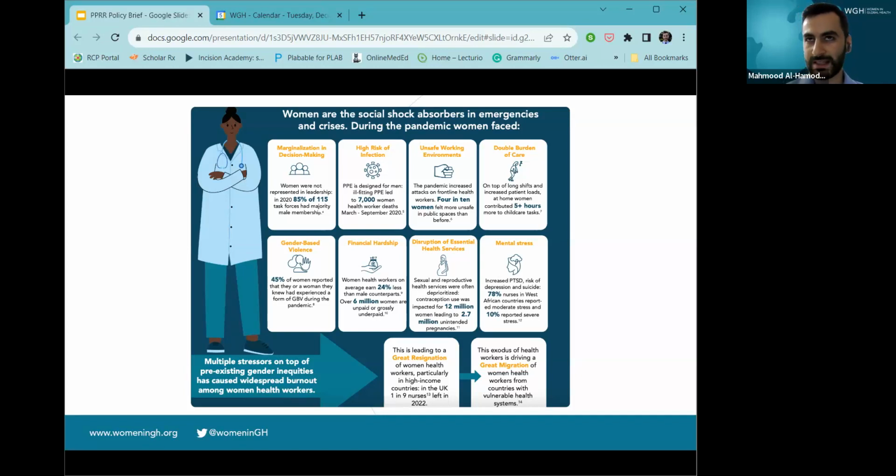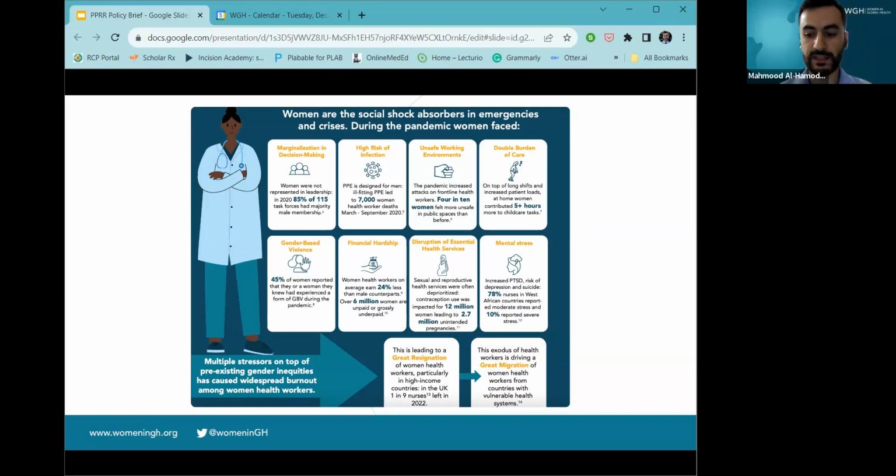the multiple stresses that the pandemic has created and has impacted women health workers who were already in a more unequal position in the health workforce, causing widespread exhaustion and burnout in the workforce. In a separate report, we found that these impacts led to a great resignation of women health workers, particularly in high-income countries.